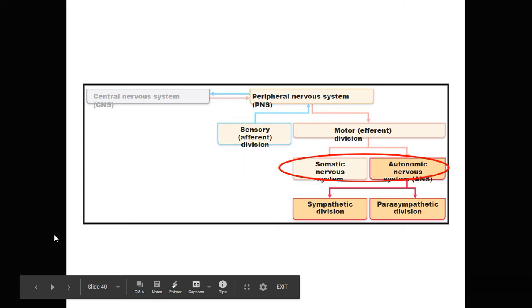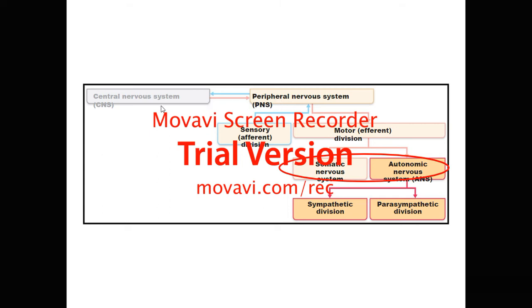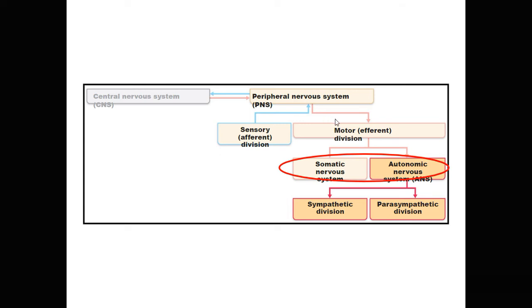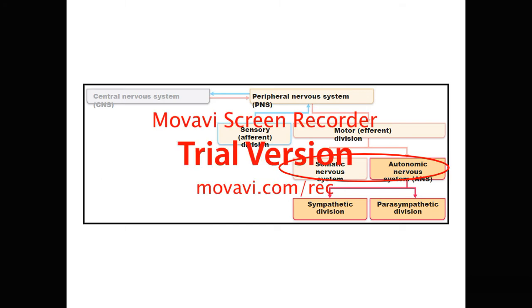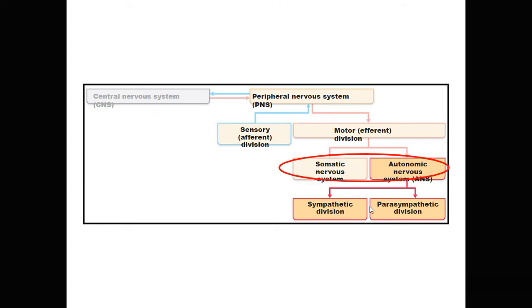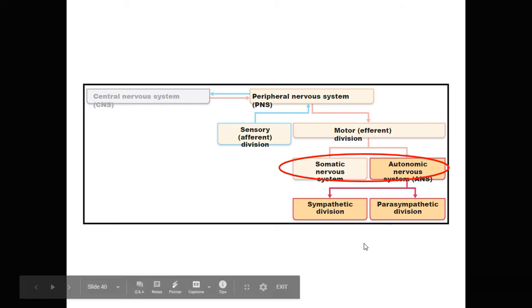Okay, so again, this is just showing you that after the sensory information comes in, it goes from the peripheral to the central nervous system, where it gets integrated, and then it goes from the central nervous system back to the peripheral, to the motor efferent division. The efferent division can go either to skeletal muscle or to smooth muscle and cardiac muscle, which are the autonomic nervous system. Within the autonomic nervous system, you have your fight or flight sympathetic division and your rest and digest parasympathetic division.